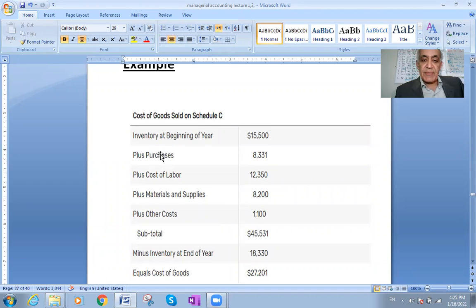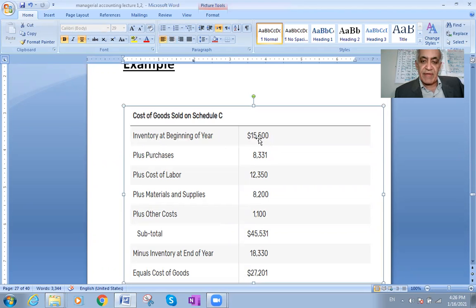The cost of goods sold starts with the inventory at the beginning. As an example, if the inventory at the beginning of the year or the period was 15,500, plus purchases, the purchases were 8,331, so I will add the purchases. Then I will add the cost of labor, which was 12,350. Then I will also add the materials and supplies, let us say $8,200.